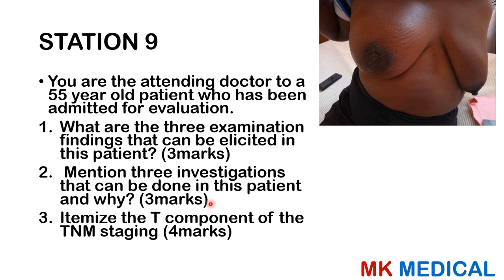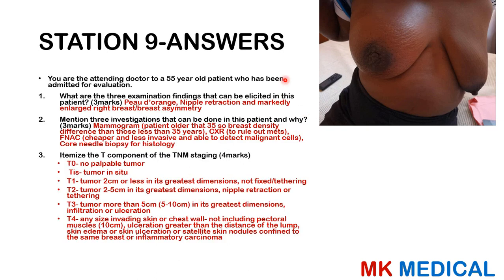comes the answer. So this is a peau d'orange, which is pretty much the peel of an orange. It's a French term. You may also see nipple retraction, as you can see here. And of course, this breast is markedly distended, and you have this asymmetry of the breast compared to the other one. So those are the 3 things that you may elicit.